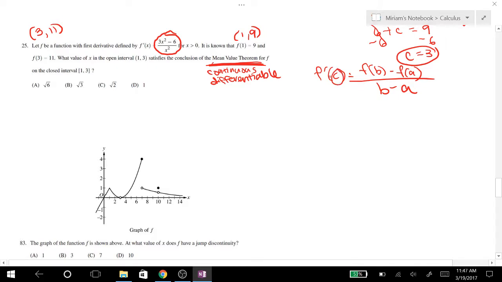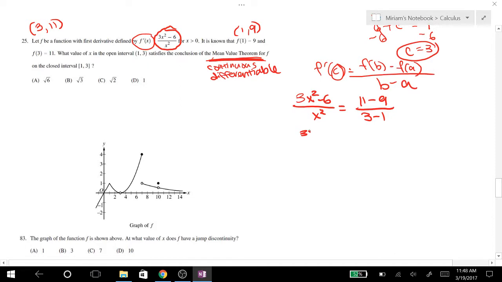Guys, all that means is take the derivative, okay, 3x squared minus 6 over x squared equals 11 minus 9 over 3 minus 1. And I got 11 and 9 from the y values and 3 minus 1 from the x values. Okay, and I'm going to solve it. 3x squared minus 6 over x squared equals 2 over 1.